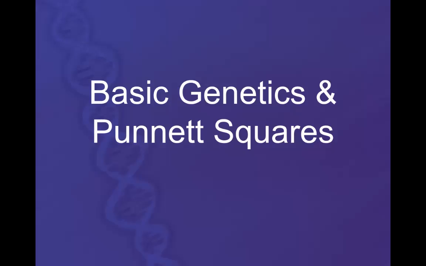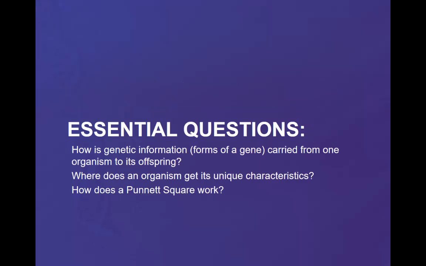Okay? So let's start out with our essential questions. Number one, how is genetic information, forms of a gene, carried from one organism to its offspring? We've talked a little bit about the process of meiosis and how we create our sex cells, or gametes. Remembering, hopefully, that we get one copy of each chromosome in each one of our sex cells. So you get one allele, not two.